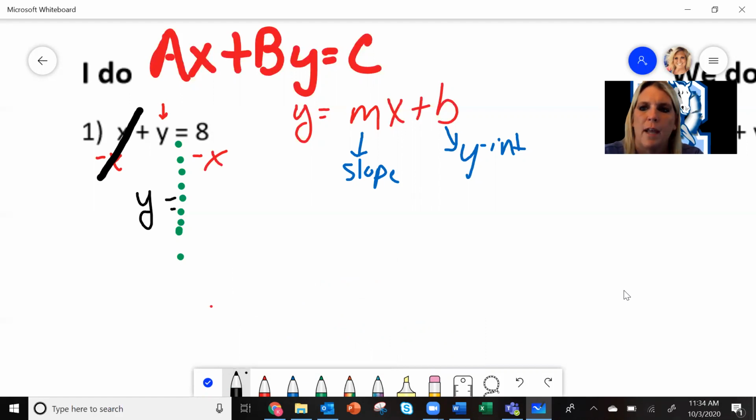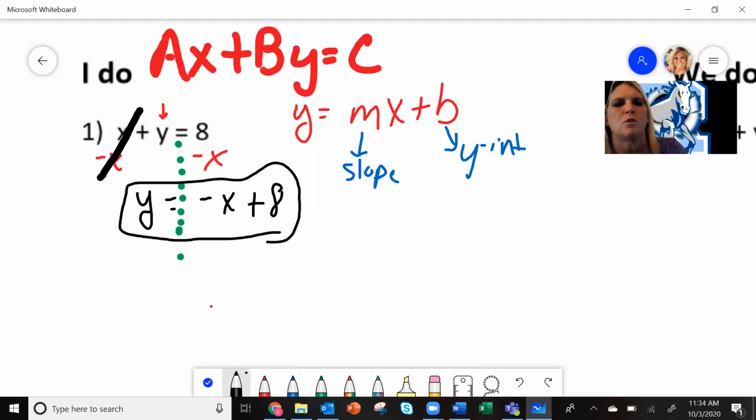Now, you don't have to write it with the x first, but to put it in slope-intercept form, that's the way it's supposed to be written. There's a minus x, so that's a negative x, and then a positive 8. This is your equation in slope-intercept form. So I have y equals negative x plus 8.